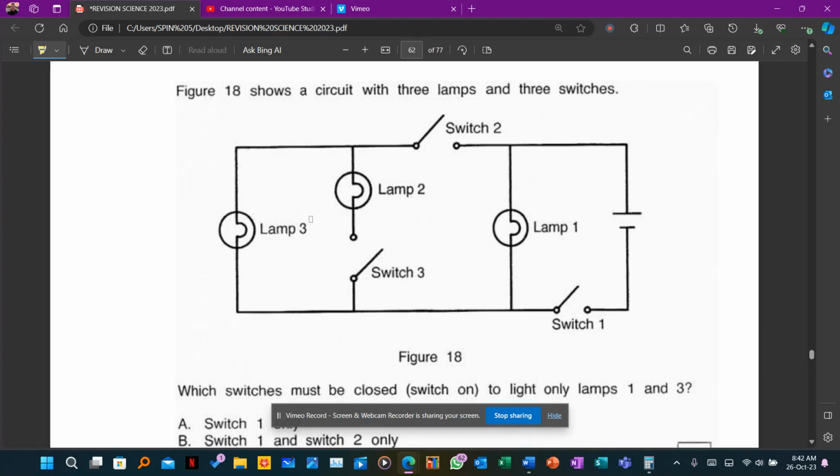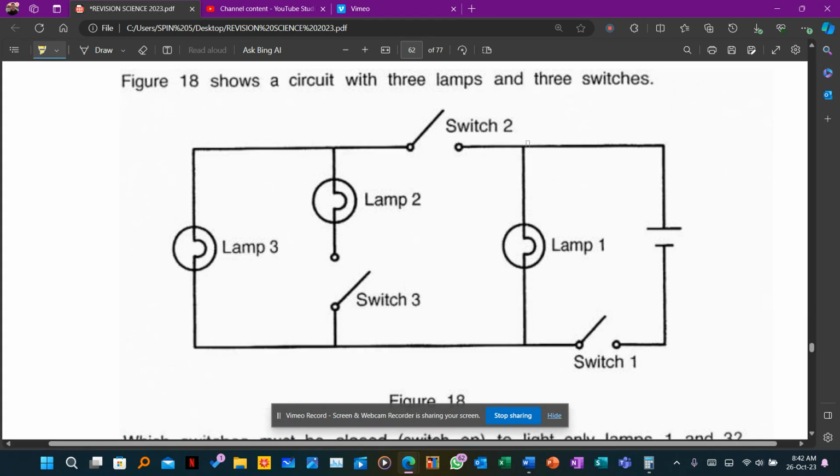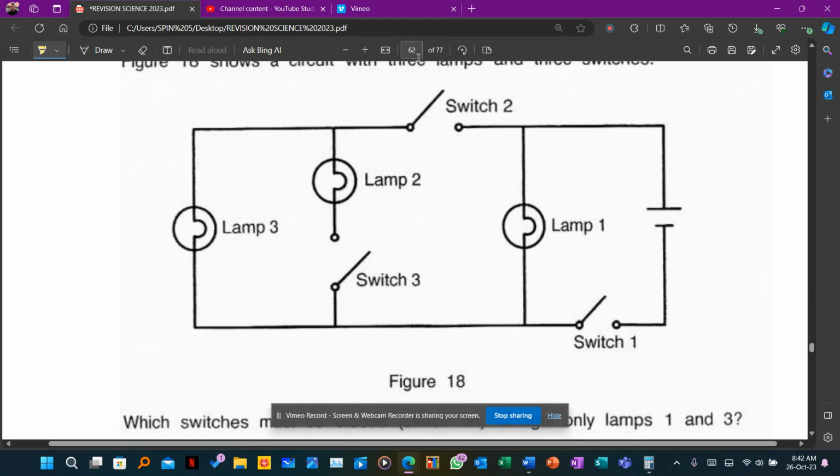So let's get started. The first question is about switches and electricity. Please take note that all current or all voltage comes from your battery. You can see that the short one is the negative and the long one is the positive terminal, and the current will always flow from negative to positive.